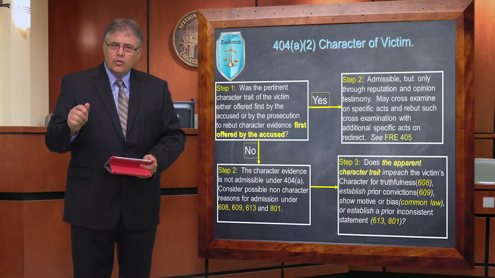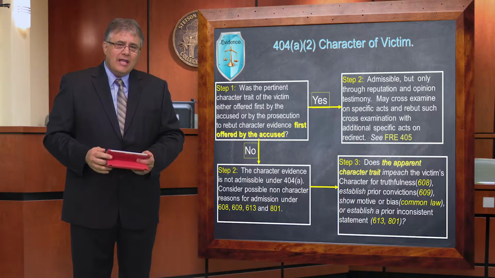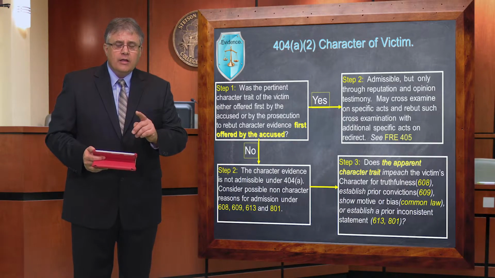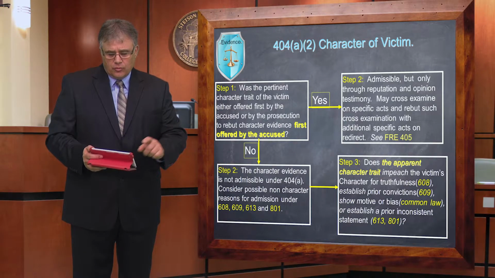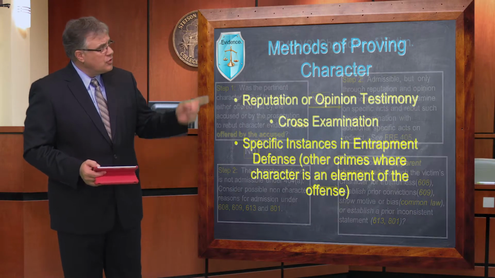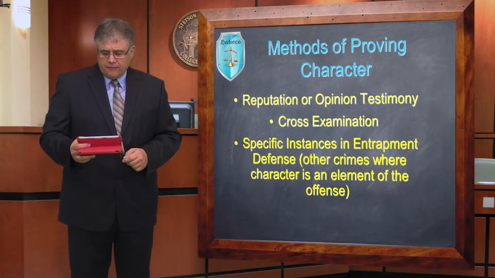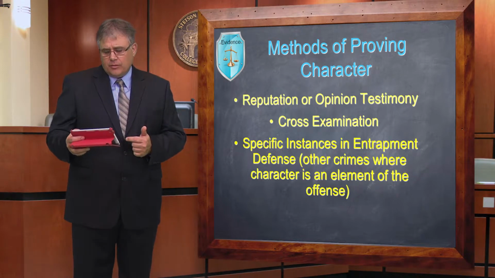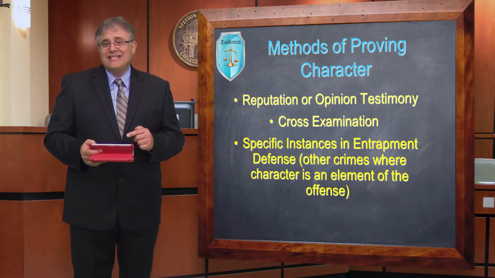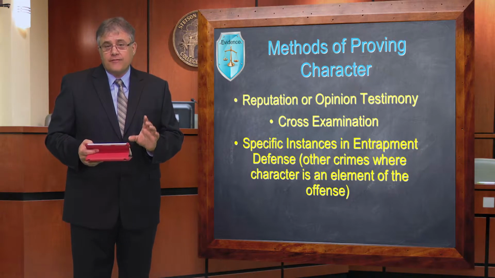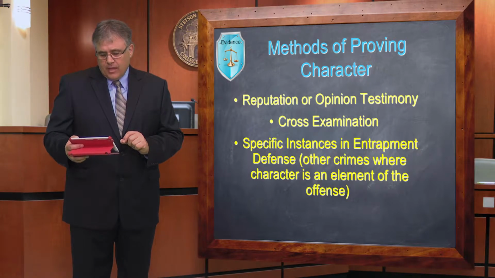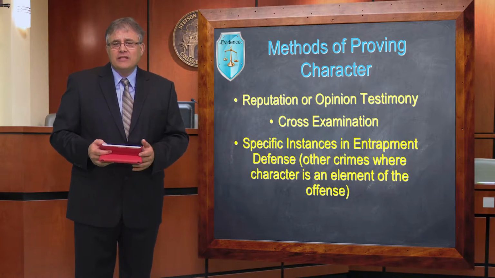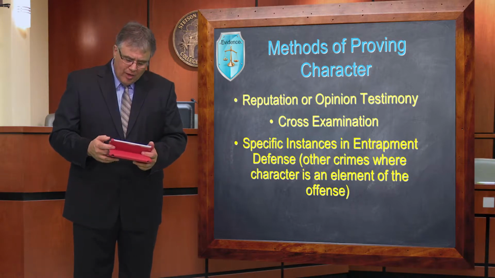I can open the door to the character of the victim and not make the character of the accused relevant at trial in a Florida court. And that's a specific difference between the two systems. Let's look at methods of proving character in the federal system. I can do it with reputation or opinion testimony, on cross-examination by asking about specific instances of conduct, and if I've raised the entrapment defense, with specific instances to rebut the entrapment defense.